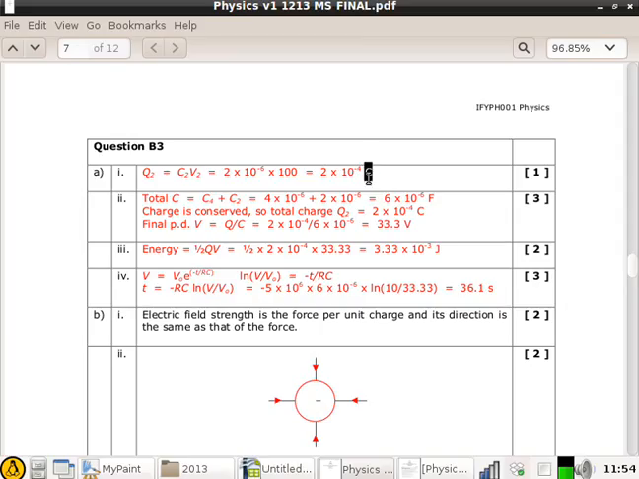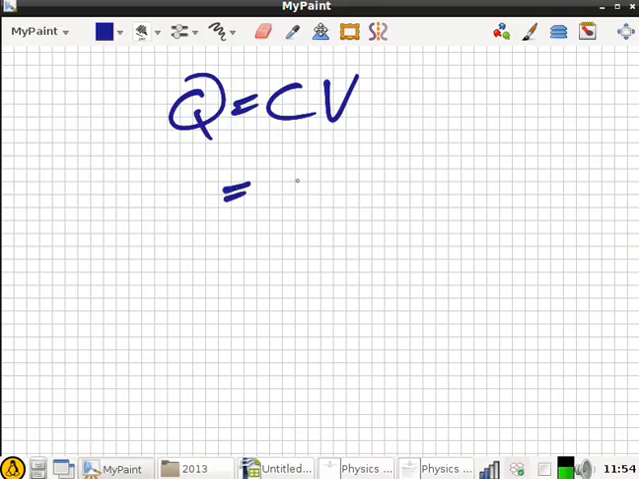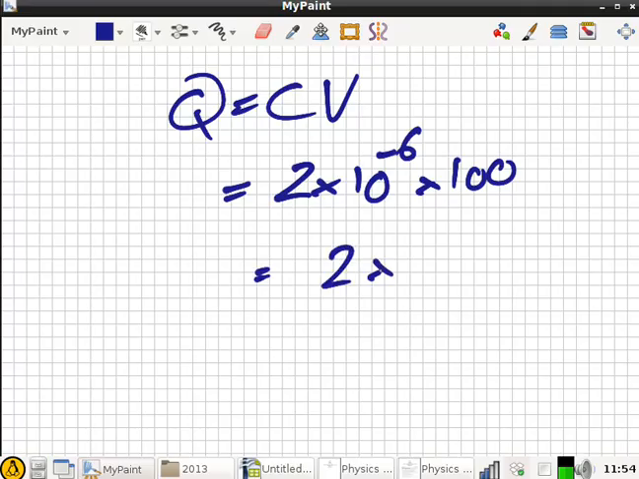2 times 10 to the minus 4 is 200 microcoulombs, or as you said the other way, 0.2 millicoulombs. It doesn't matter. If you left it like this, that's fine. What was C? I don't have it here. 2 microfarads. 2 times 10 to the minus 6 times 100. So that is 2 times 10 to the minus 4 coulombs.